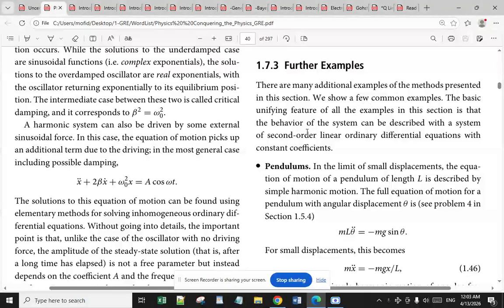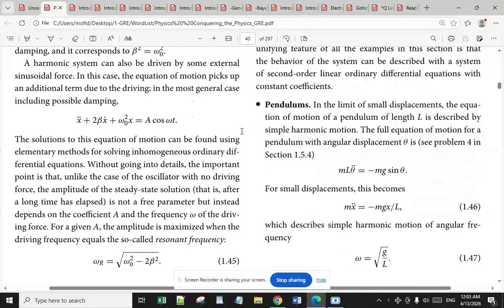The basic unifying feature of all examples in this section is that the behavior of the system can be described with a system of second order linear ordinary differential equations with constant coefficients. Now I'm going to go through the pendulums.